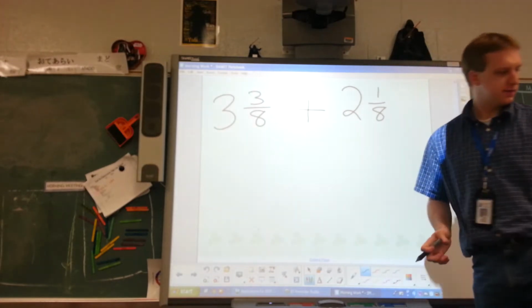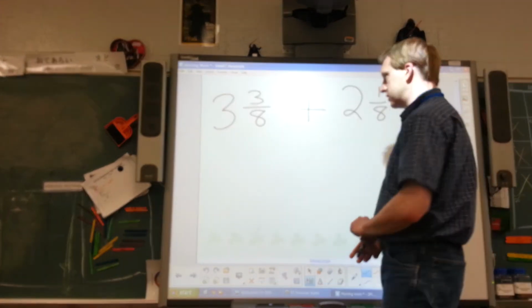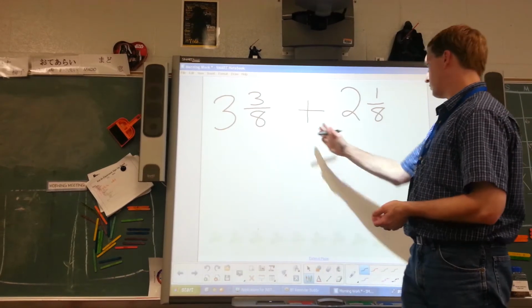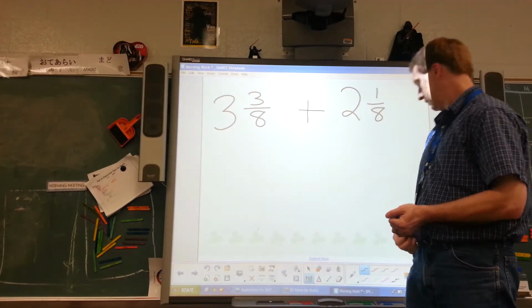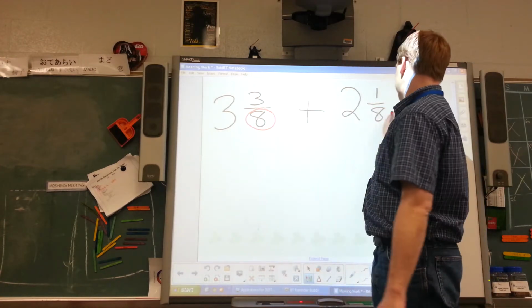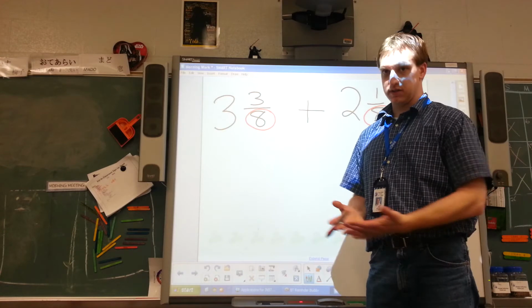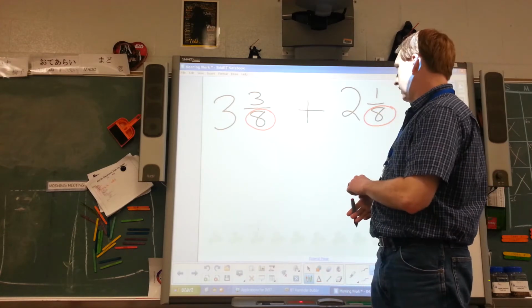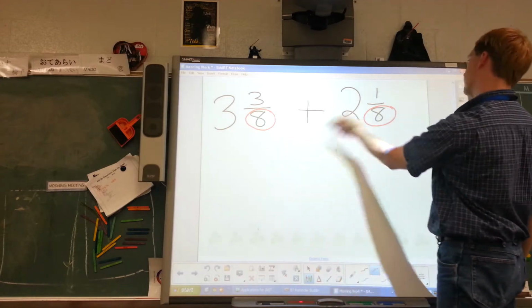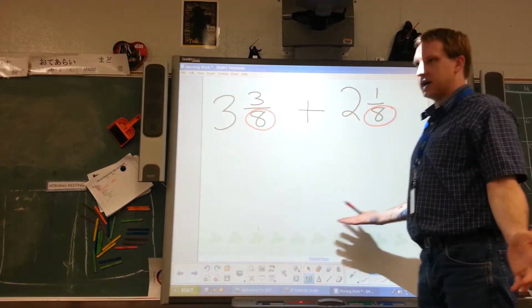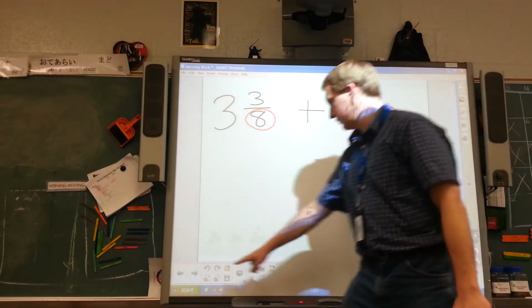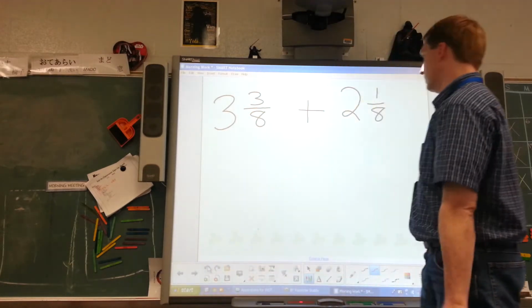Adding and subtracting mixed numbers. All right, so as you can see, we've got 3 and 3/8 plus 2 and 1/8. You might immediately see that the bottoms of these fractions are the same, which means we could add them. However, we've got a mess because we've got 3 and then a fraction plus 2 and then another fraction. Even though the bottoms are the same, it's still kind of complicated. So let me undo that and I'll show you.